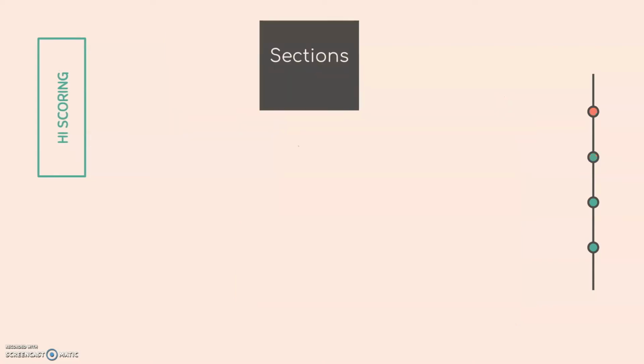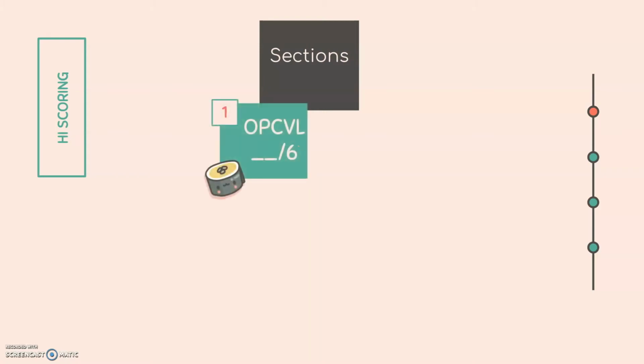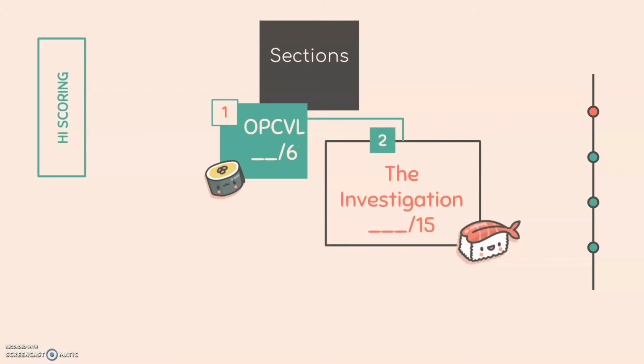So just to go over HI scoring, again, before I release the scores for those, Section 1, the OPCVL of the 2 sources is out of 6. Section 2, the big chunk, the investigations, out of 15. And Section 3 is out of 4.